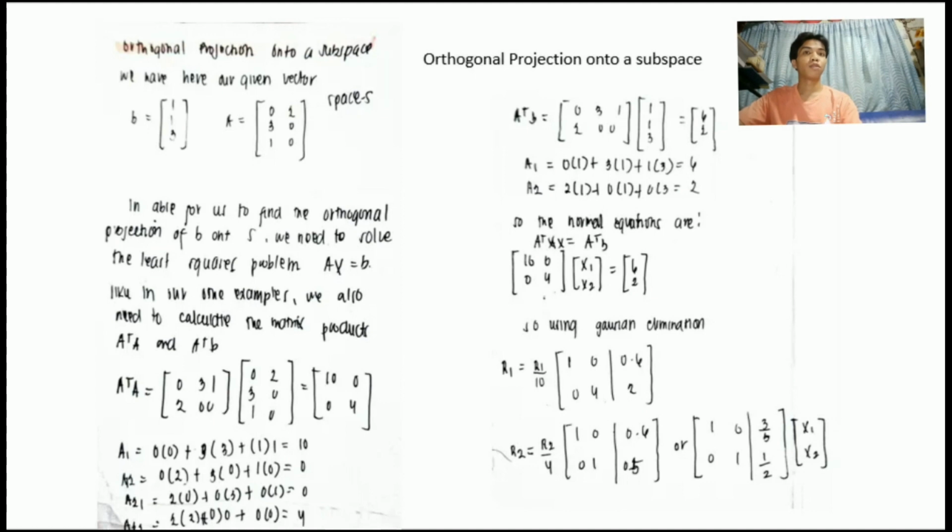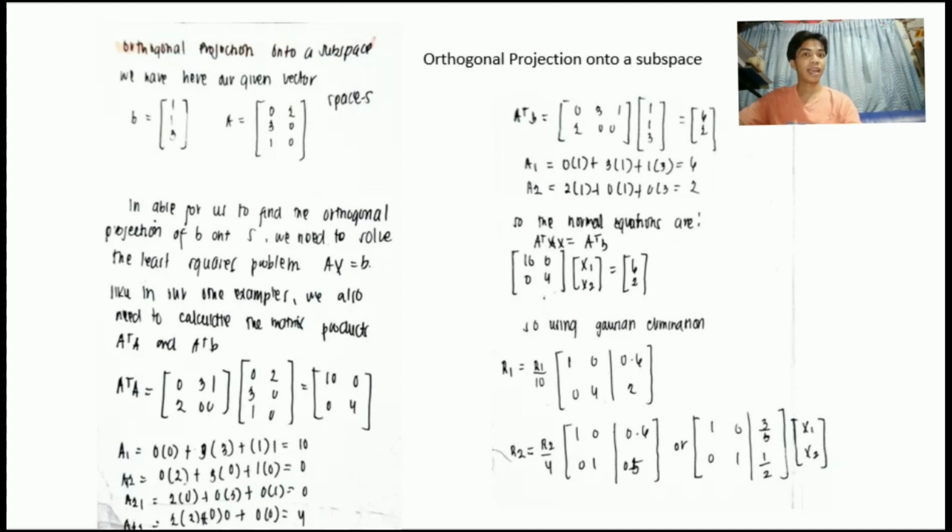So A transpose b, we also need to get it. A transpose 0, 1, 3, 0, 1, 0 multiplied by 1, 1, 3, we got 6 and 1. So the normal equations that we got are 10, 0, 0, 4, and 6, 2.